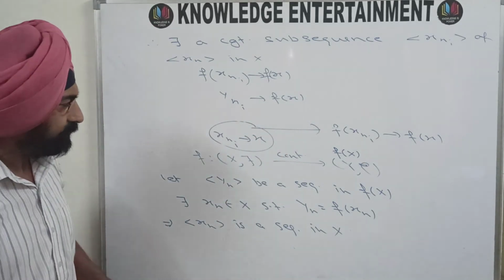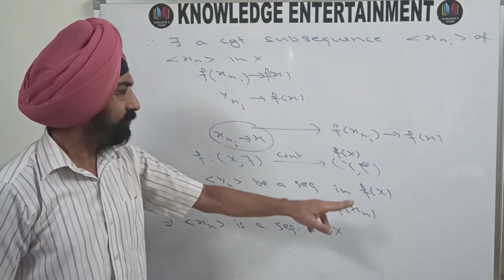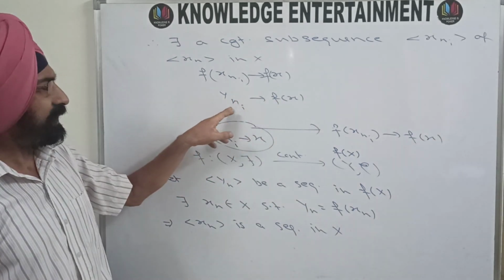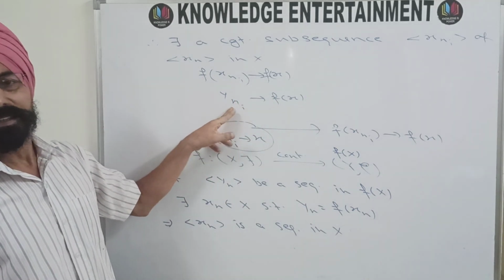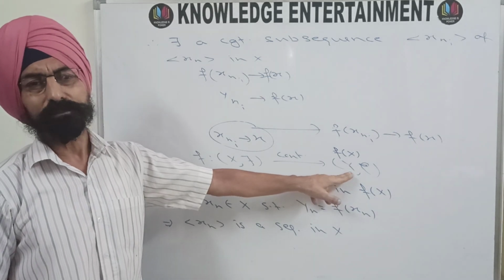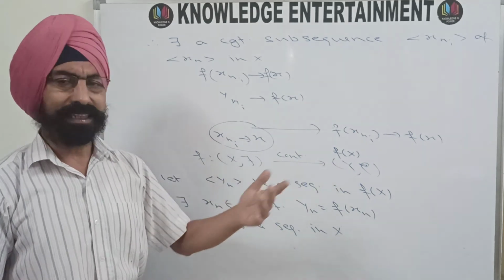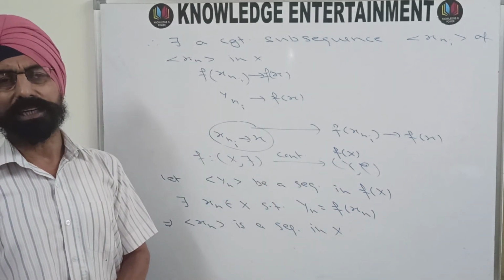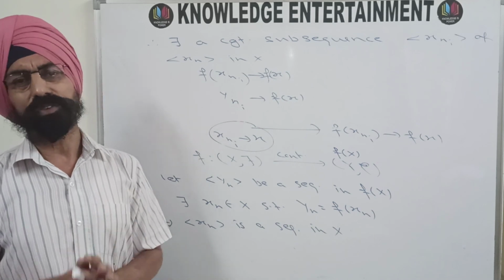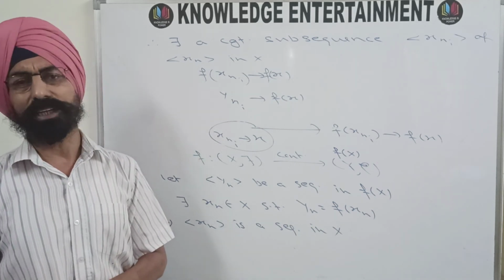We have taken a sequence in f(X), which is yn, and we have obtained a convergent subsequence yni of yn. That means every sequence in f(X) has a convergent subsequence, and that makes f(X) sequentially compact. So we have proved that the continuous image of a sequentially compact space is also sequentially compact.